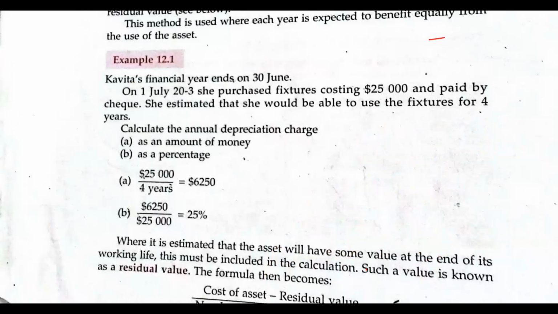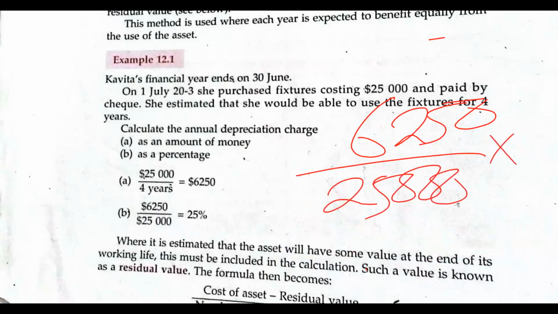Then you can still express this depreciation as a percentage. So the depreciation, 6,250, divided by the cost itself, 25,000, multiplied by 100%. This is the depreciation that we calculated. Then you just divide it by the cost and multiply by 100. That gives you the percentage that the asset has been losing every year, in terms of percentages. Is that clear? That gives you 25%. So this is very important and you need to pay attention to it.